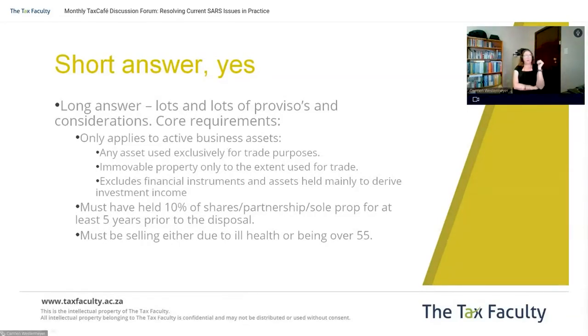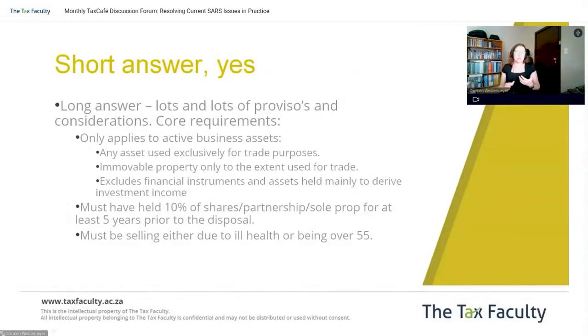You could have, for example, a commercial property where you use half for trade purposes and the other half is used for, I don't know, something else. Maybe you let a friend use it or something. Right. It specifically excludes financial instruments and assets held mainly to derive investment income. So in other words, they are looking at the assets that are actually actively being used for trade. There must be an actual operation in there.